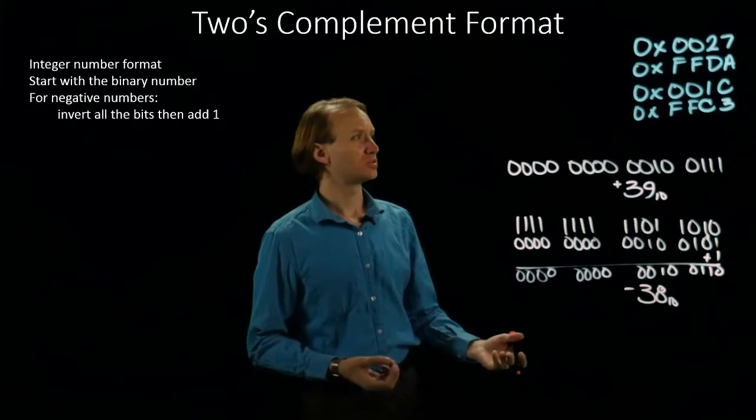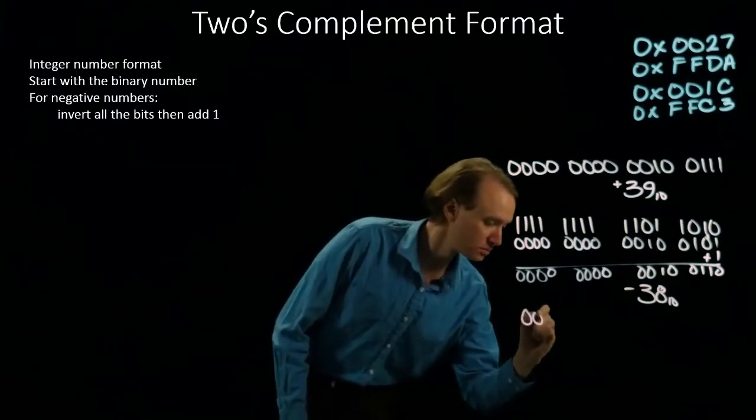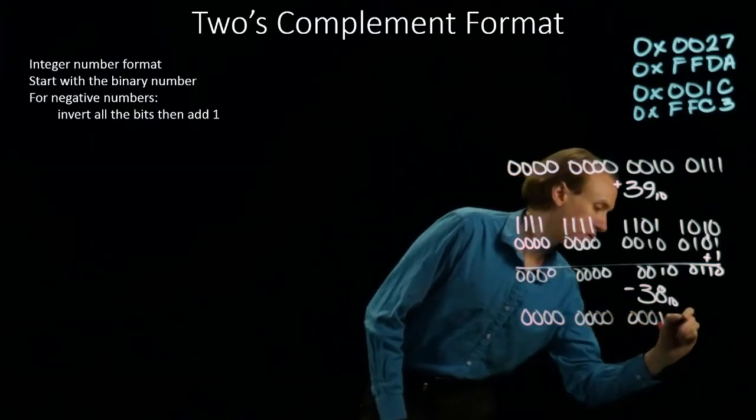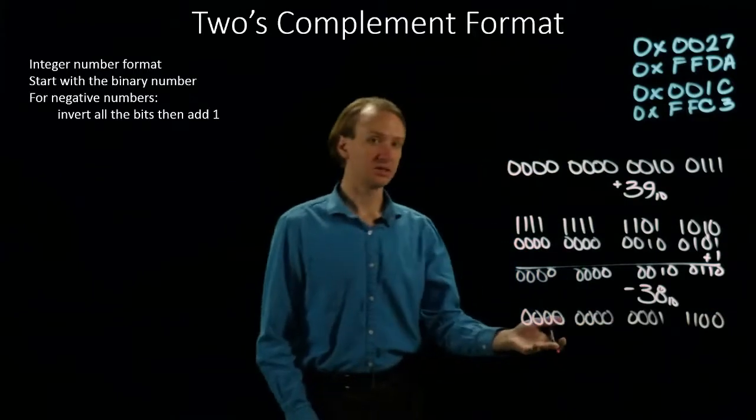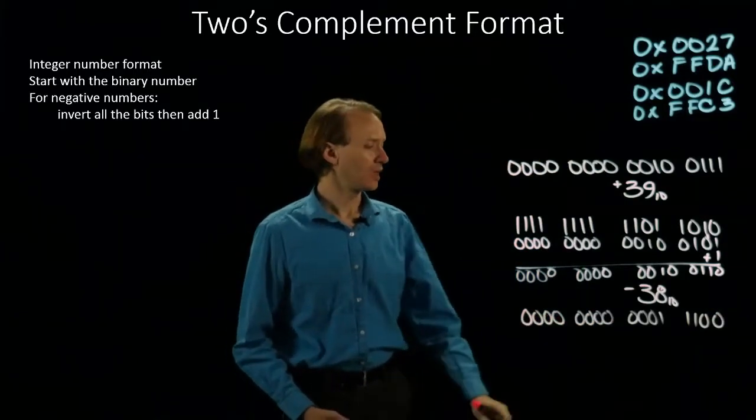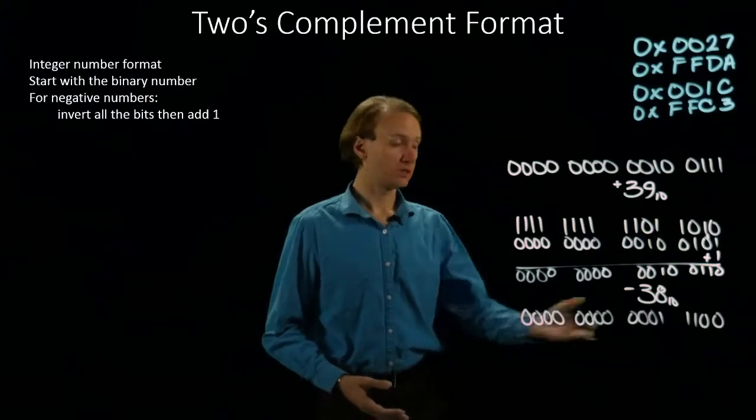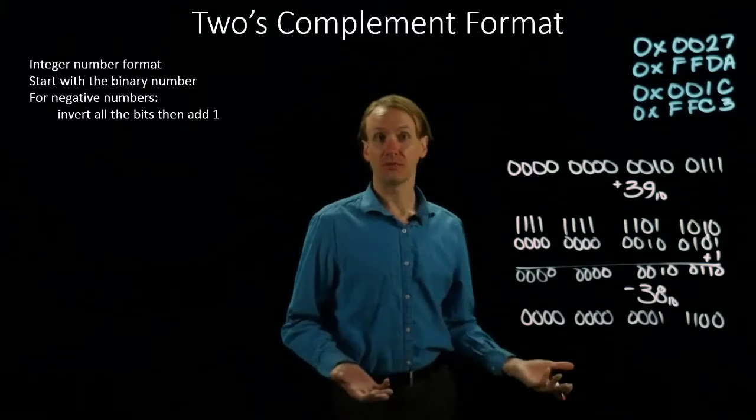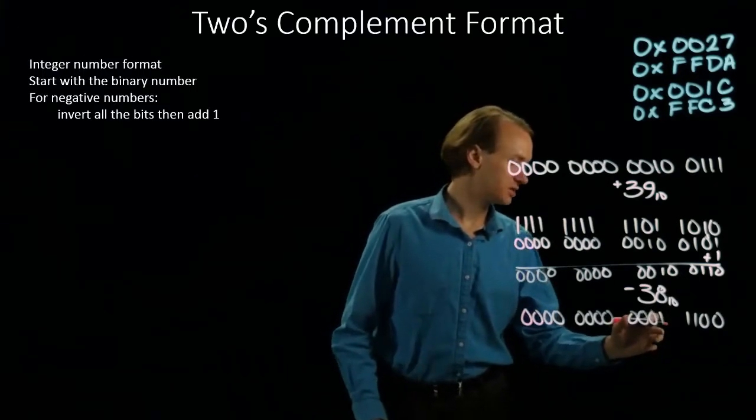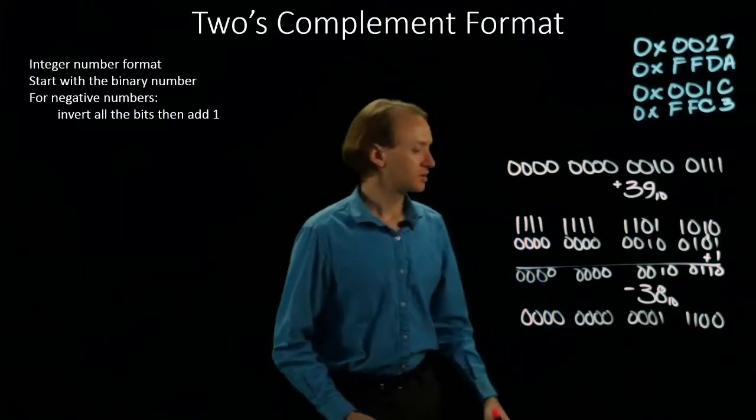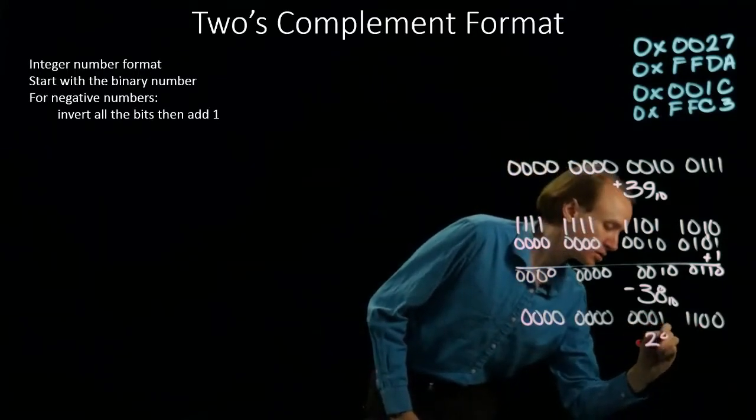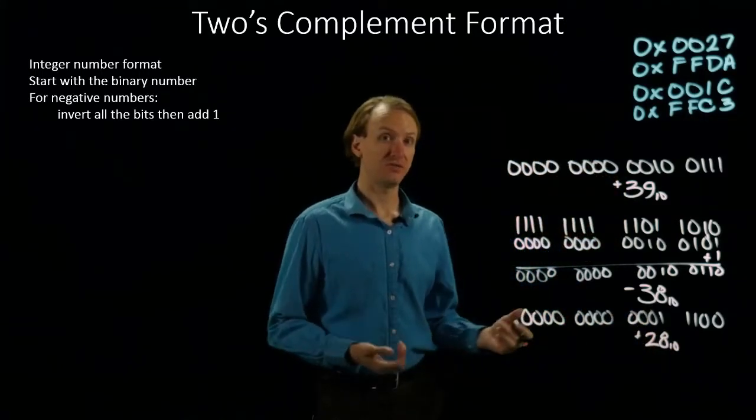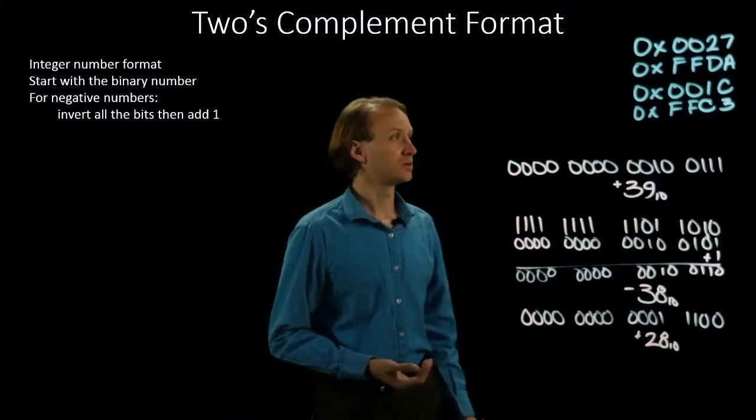Our third example is 1C. And that looks like this in binary. Because the leading bit is a 0, this is a positive number. So I can just read off the value of these 3 bits, and that will be my solution. So I have 16 plus 8 plus 4. This gives me 28. And since the leading bit was a 0, this is a positive number. So I get positive 28.